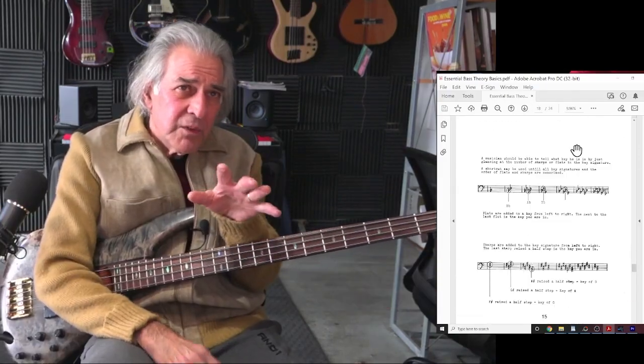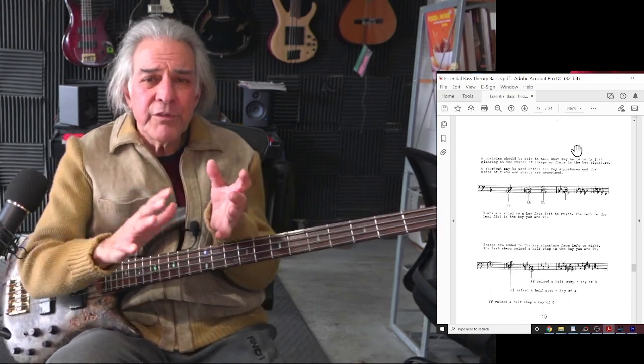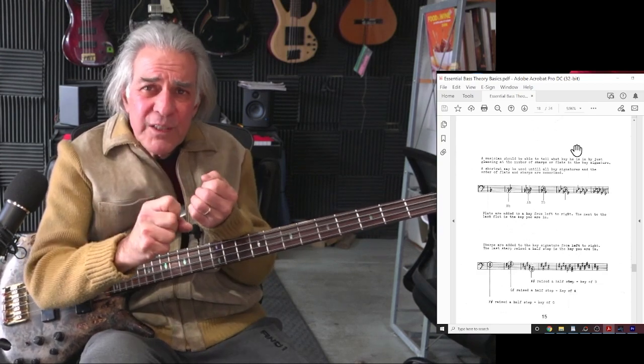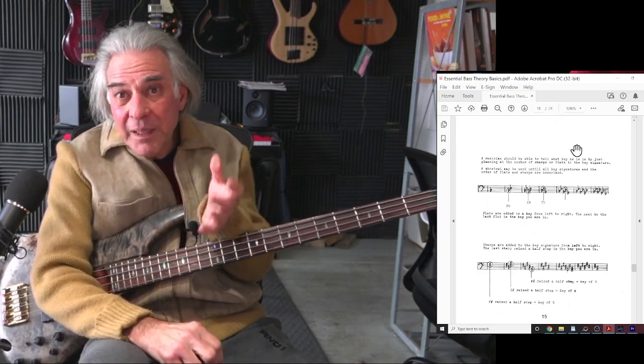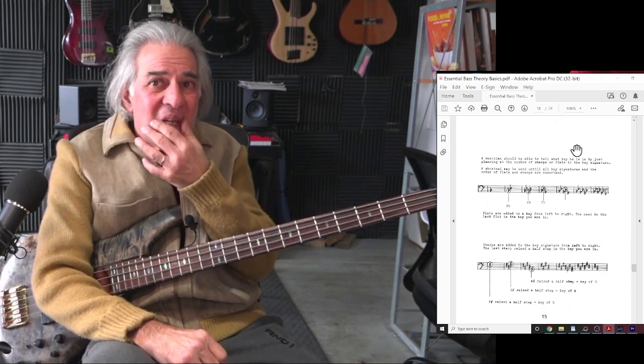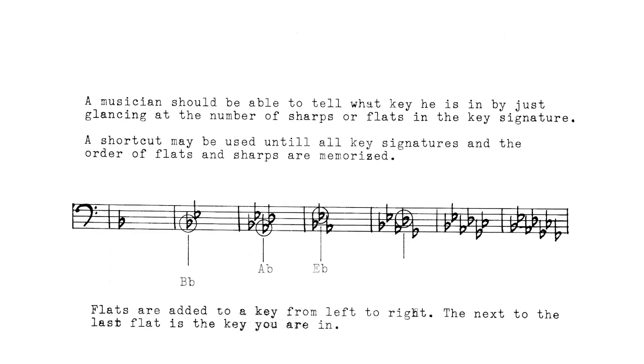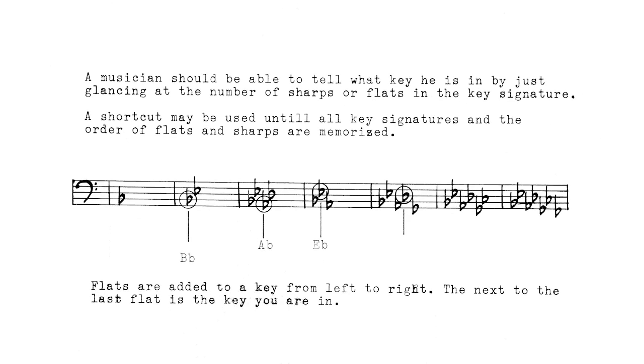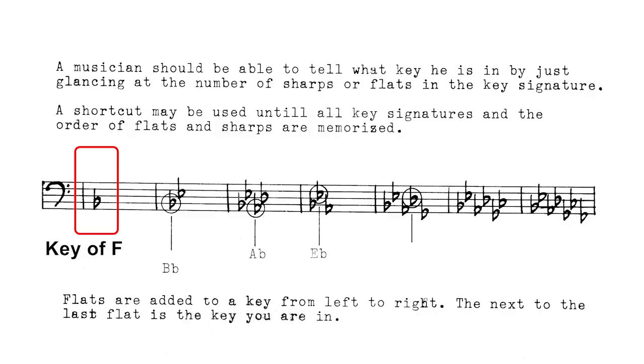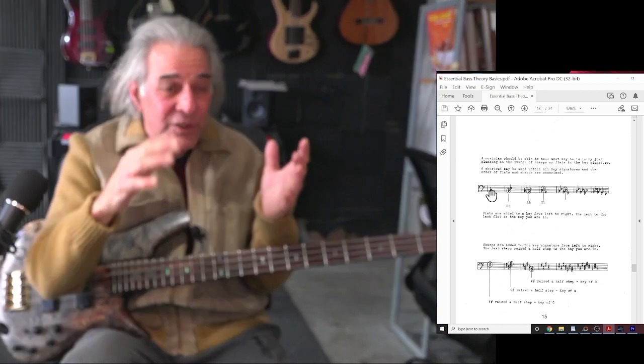Now that you've checked this out, you look at a piece of music and you see two flats. What key are you in? And this explains how you determine what key you're in simply by looking at the number of sharps or flats. I won't go into that too deeply now, but basically the next to the last flat would be the key you're in. For instance, on this one, the flat is B flat, and you have to know that you're in the key of F, because there's not a next to the last, there's just one flat.